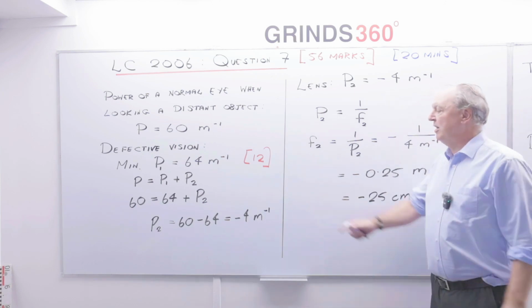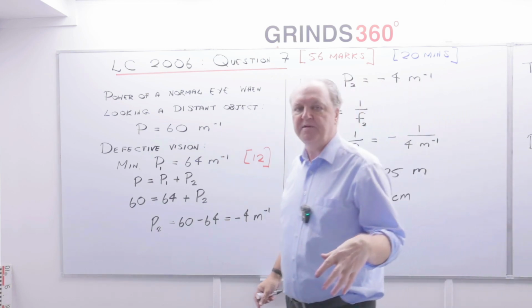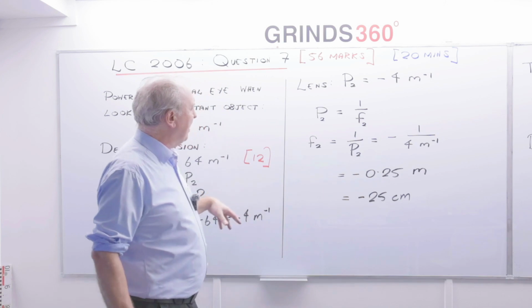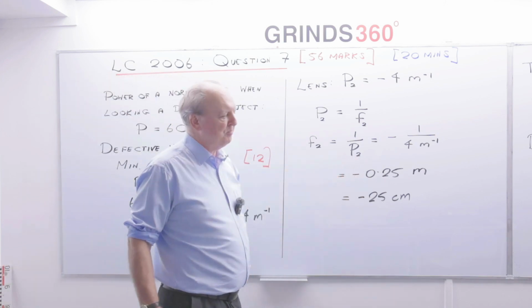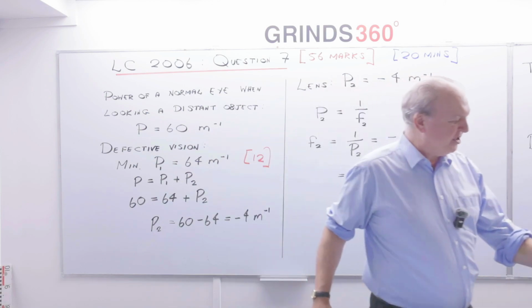So for that question, 12 marks altogether. You're getting a load of marks anyway, aren't you, just for writing down the formulae that you're copying from your table book. And the last part of this question says, what type of lens is used? You might have guessed already, from P being negative, that's going to be a diverging or a concave lens. And name the defect that is happening here.